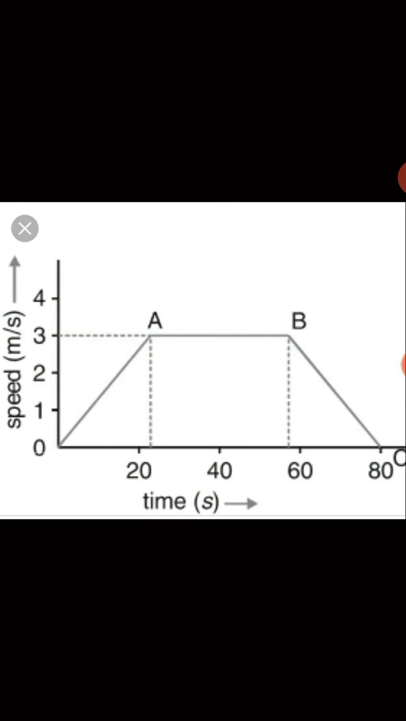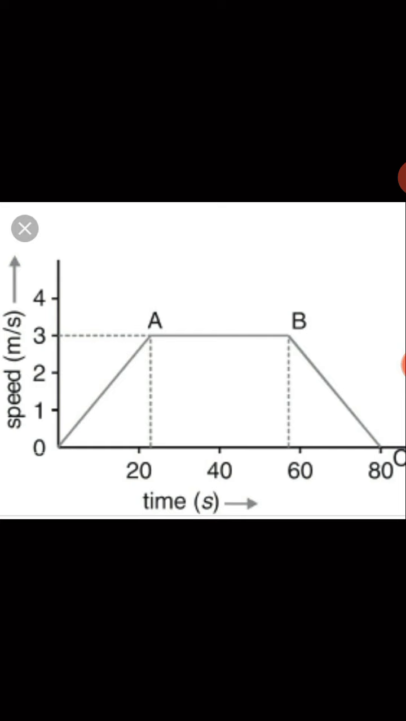So after 58 seconds, the object is moving at the same speed, that is 3 meter per second. That is why from point A to B the line is a flat line, because it indicates that the object is moving at a constant speed.